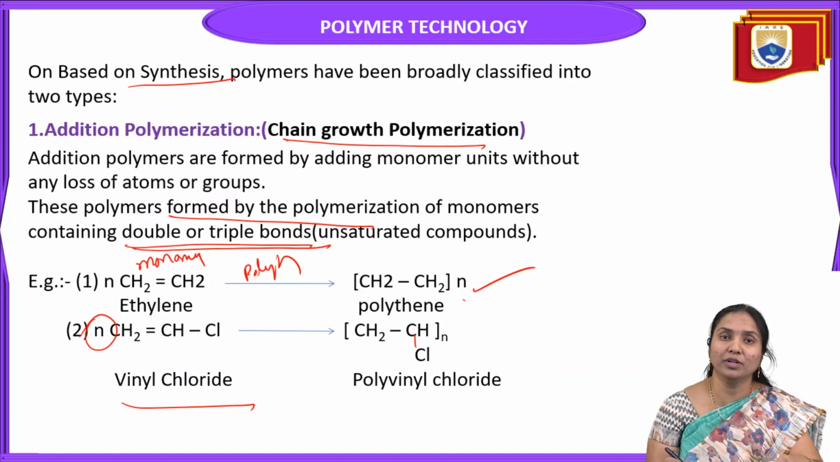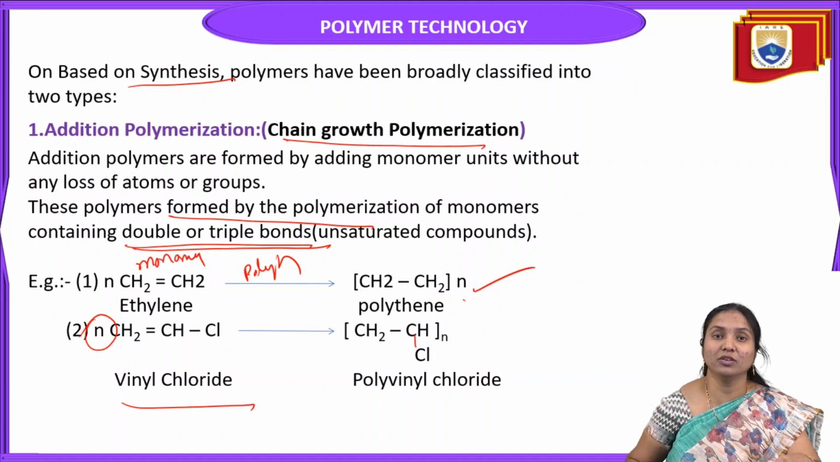So in addition polymerization, monomers are only added without eliminating any byproduct. Only monomers containing a double bond or triple bond, that is unsaturated compounds, undergo this type of polymerization to form addition polymers. This is also called chain growth polymerization. We already discussed the mechanism of addition polymerization in the previous class. Chain growth polymerization involves three steps: initiation, propagation and termination.